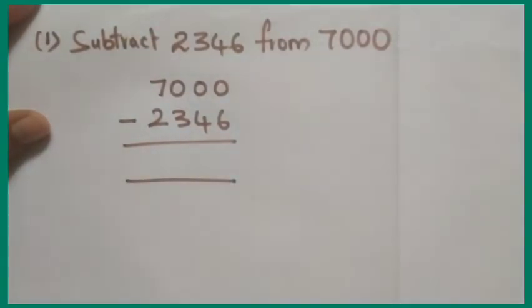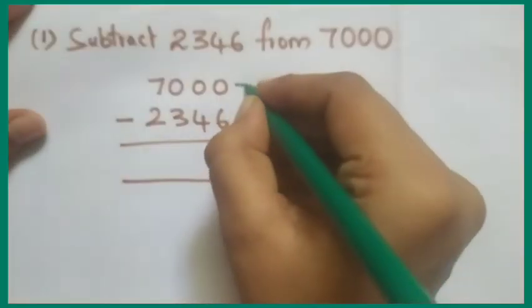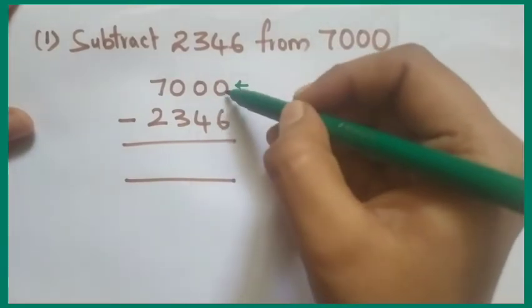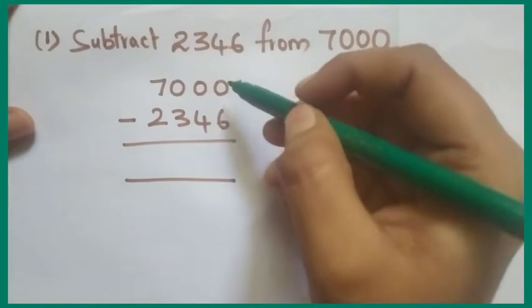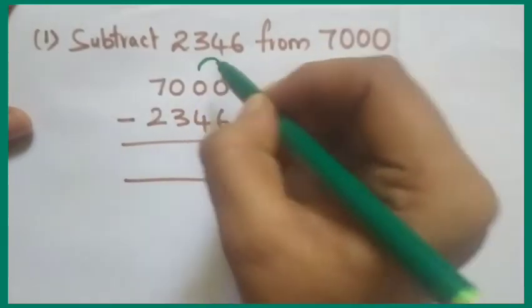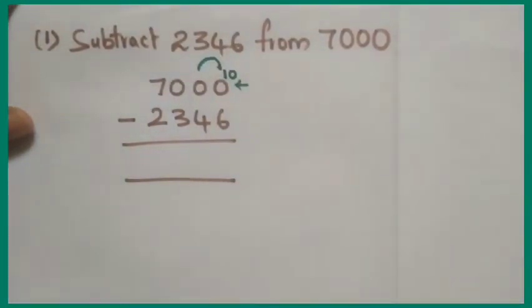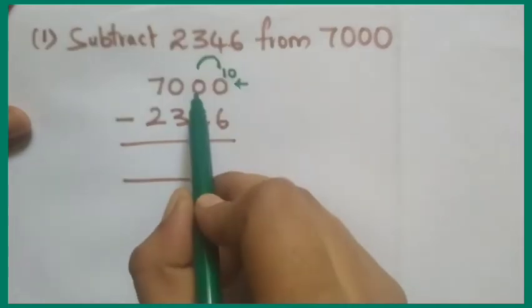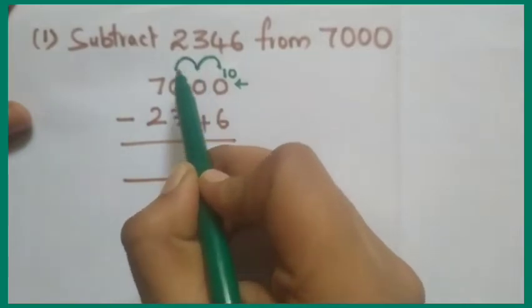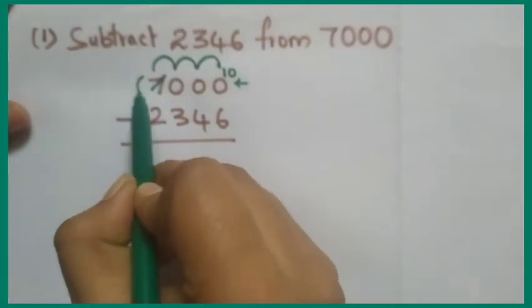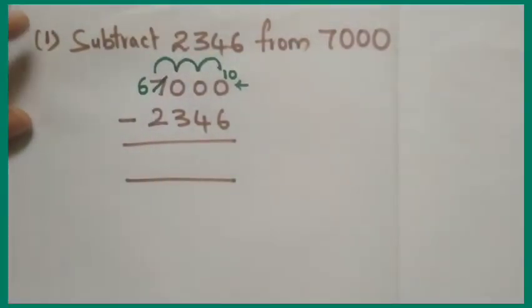Now, always we have to start subtraction from the ones place. Can we subtract 6 from 0? No. So we have to take a borrow. When we are taking a borrow, we'll get 10. But how much is there here? 0. So we have to take from here. Here also 0 is there, so from here. This 7 will become 6.